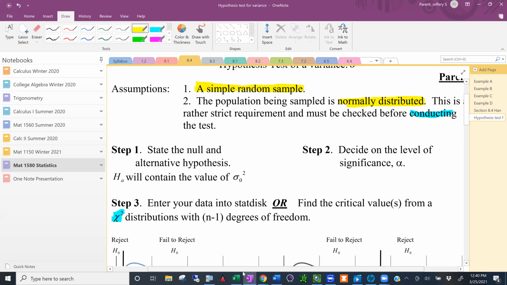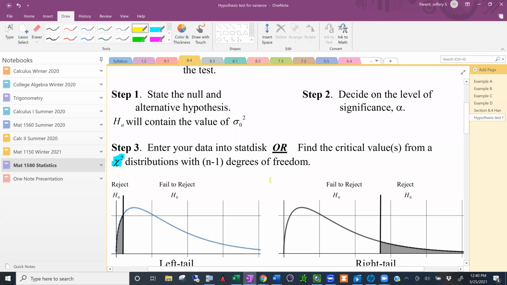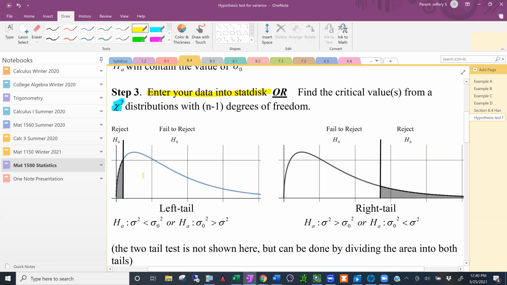As far as the test itself, it's going to be based on a chi-squared. We're not really going to see that too much, because we're going to follow along the steps that we did with testing a hypothesis for a proportion and a mean. State the null and alternative hypothesis, decide on alpha, and then enter our data into StatDisk. That's going to be our third step. Now, it used to be for me that we'd end up finding critical values. That was old school before we had better technology available.